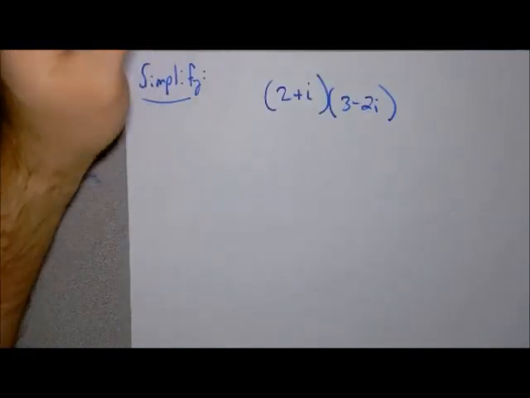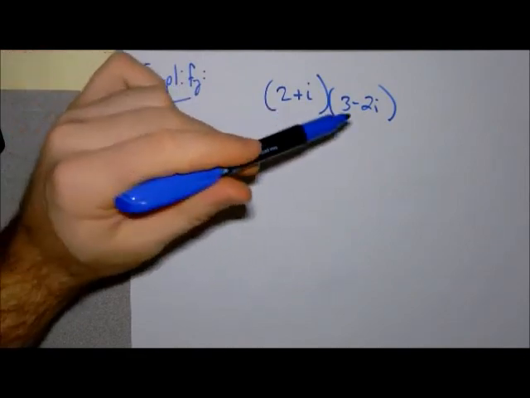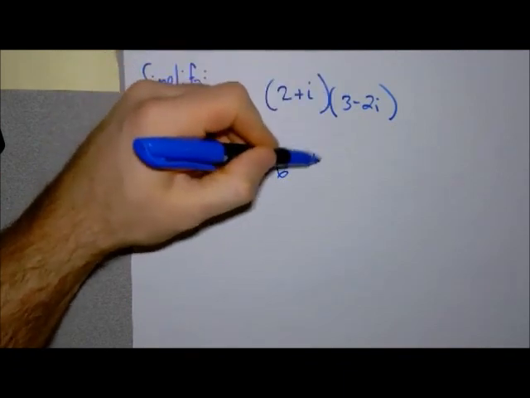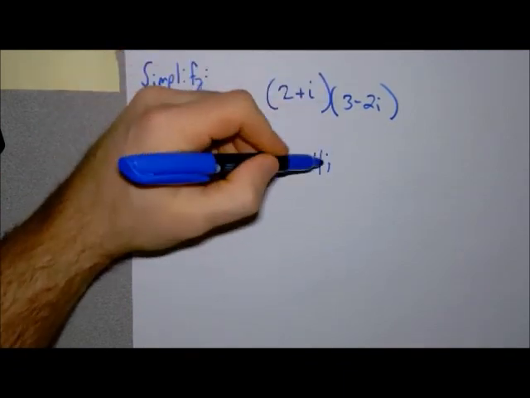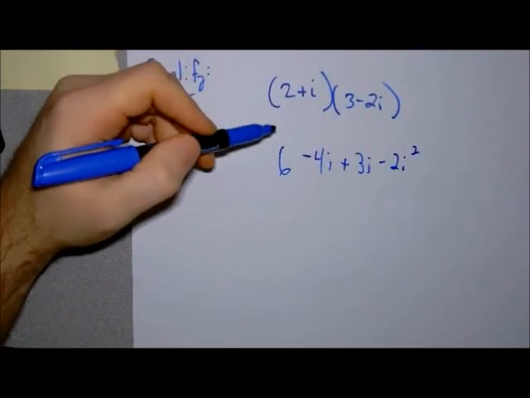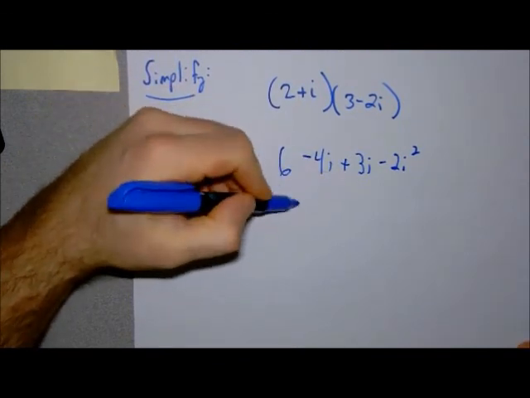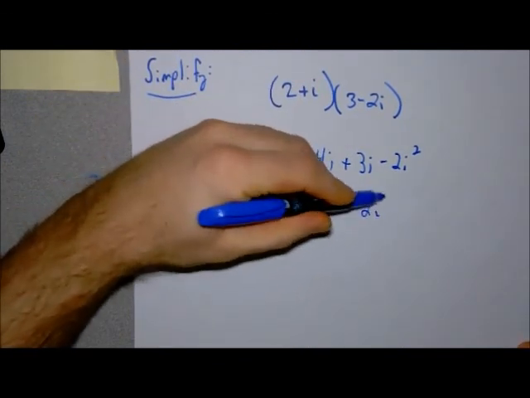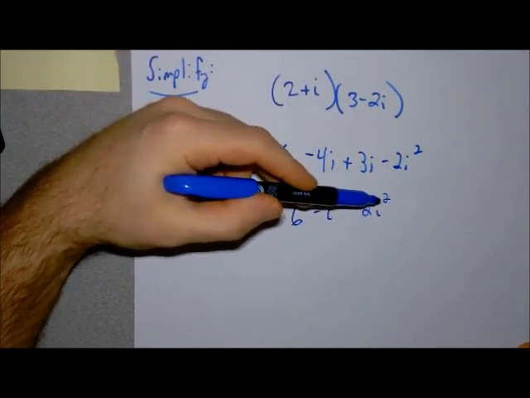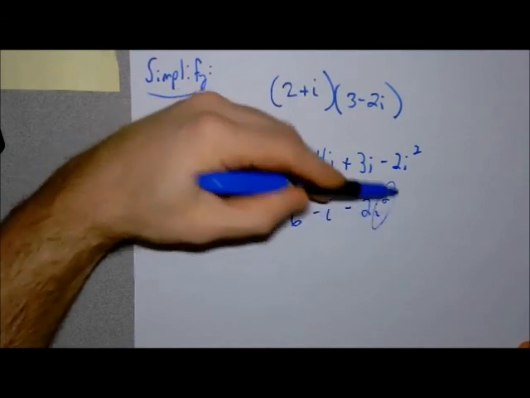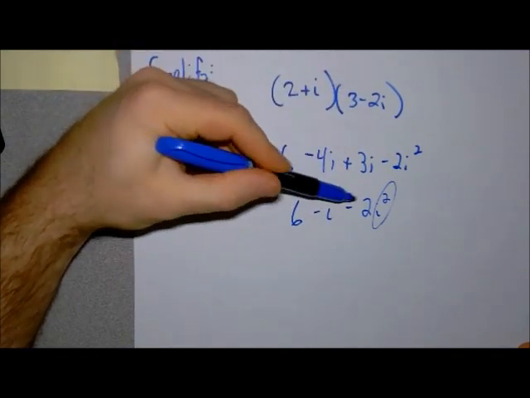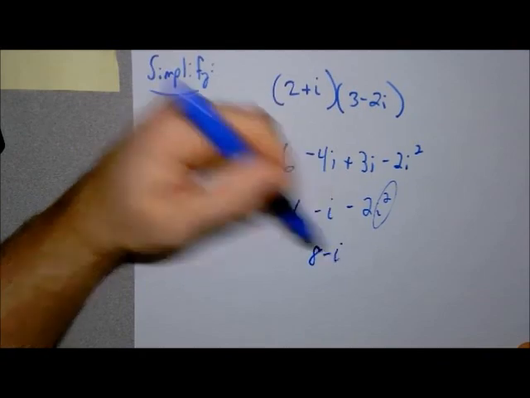Okay, for number 18, they want us to multiply these. It says simplify. In reality, this is just a FOIL. So first times first is 6. The outer is minus 4i. The inner is plus 3i. And last times last is minus 2i squared. Combining the outer and the inner takes you to 6 minus i minus 2i squared. The last thing we need to do is know that i squared is equal to negative 1. So if this out here is negative 1, it's really turning this negative 2 into a positive 2. And then positive 2 and 6 takes me to 8 minus i.